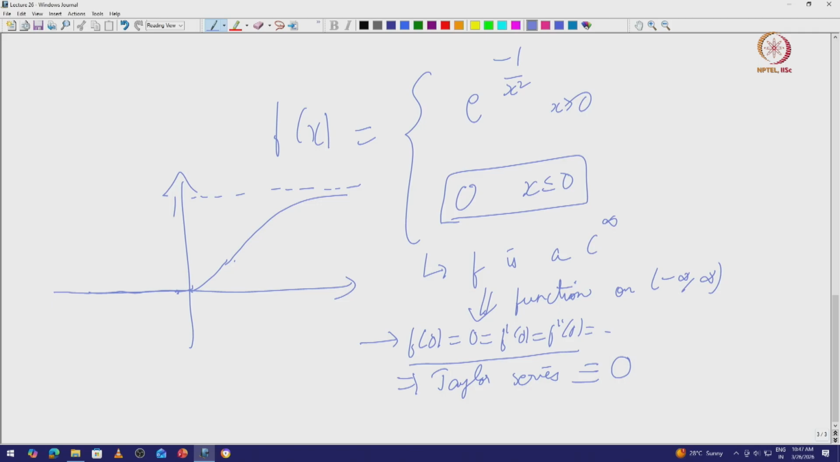One fancy way of putting this, not really essential for the rest of this course, is that f of x is not real analytic. That's the fancy name. But don't worry about the name here. The point is the Taylor series converges, but it's not the original function itself. This, by the way, is a very surprising example.